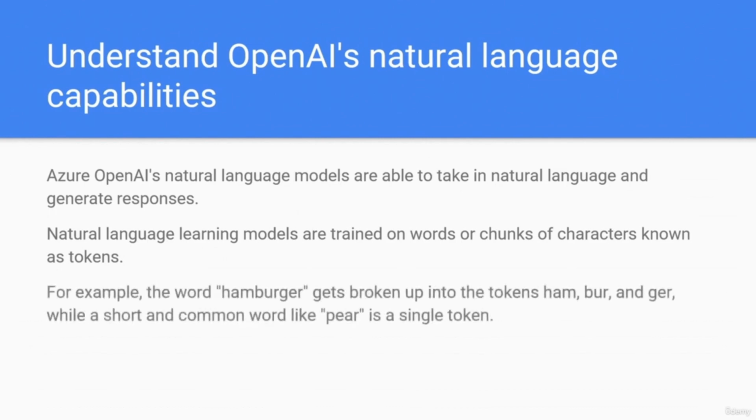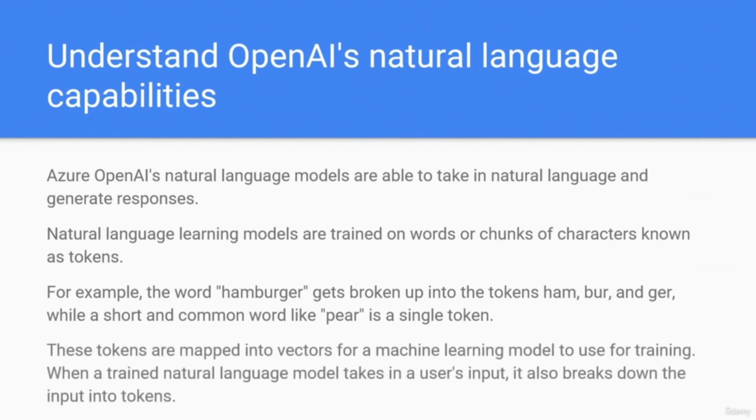For example, the word hamburger gets broken up into the tokens ham, bur, and ger, while a short and common word like pear is a single token. These tokens are mapped into vectors for the machine learning model to use for training. When a trained natural language model takes in a user's input, it also breaks down the input into tokens.